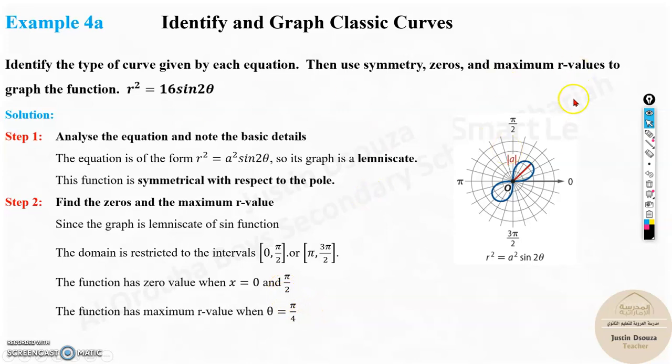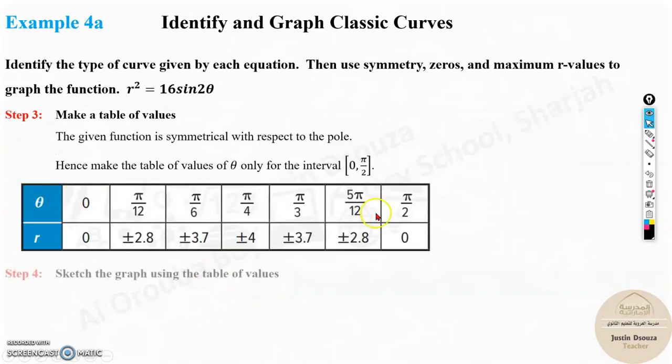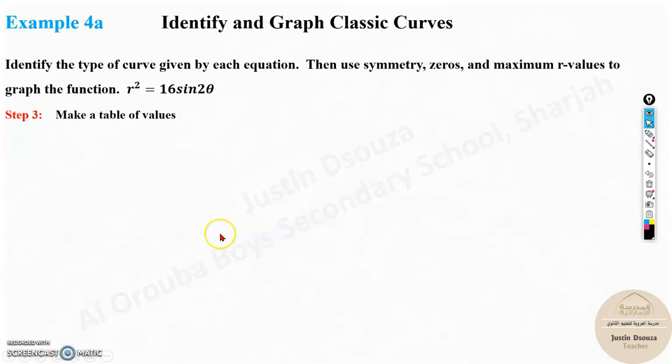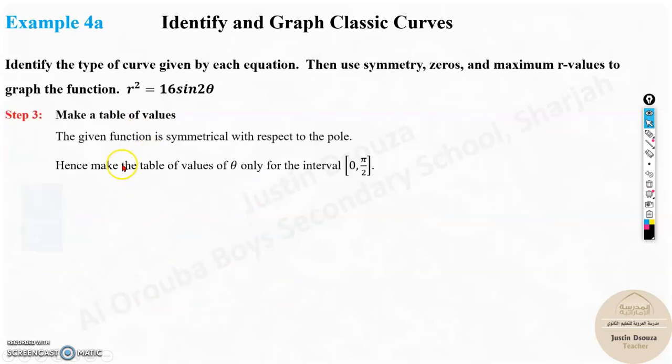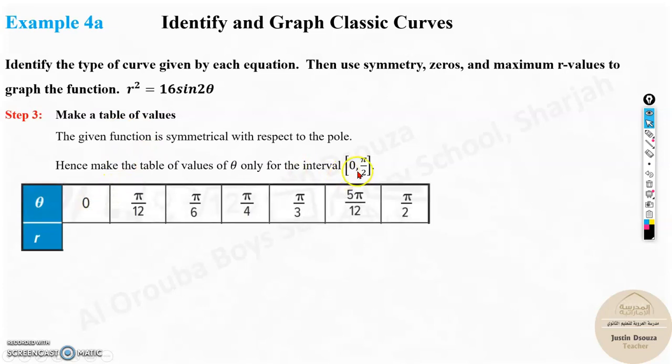So when we make the table of values, you'll come to know. And where are the zeros? At 0 and pi by 2. Okay, so now this is just the basic understanding. The main thing is to make the table of values. So make the table of values from 0 to pi by 2.